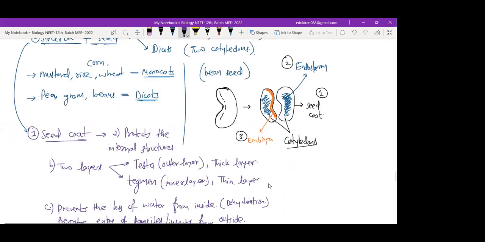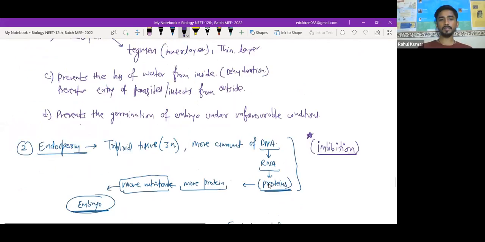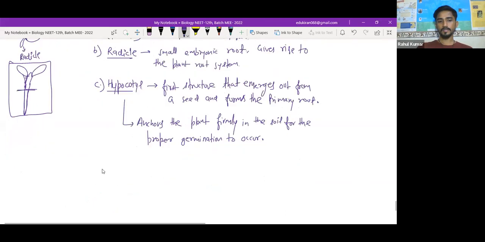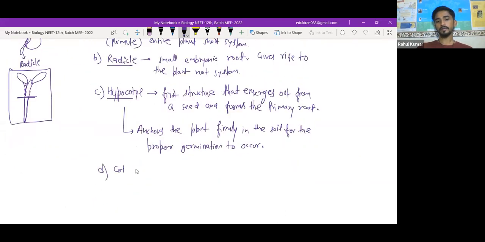Yes. And there is one more structure to the embryo, which is known as the cotyledon, right? This is also a part of the embryo, which basically contains the endosperm, which we have studied above. Okay, so you can just write down: cotyledons contain endosperm and provide nutrition, and you already know about it.